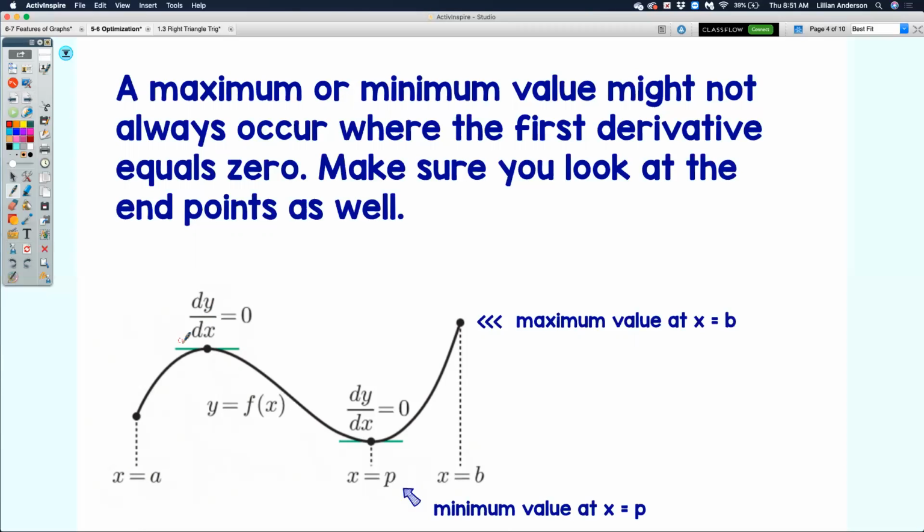As you can see in this particular graph, here is an example where the first derivative equals 0, and same thing here. But the maximum value, the optimum maximum, is not here at this point. It's actually here when x equals b, because it's the highest point on the graph. All right, so you always want to make sure that you check the endpoints as well if you're given any endpoints in these application problems.